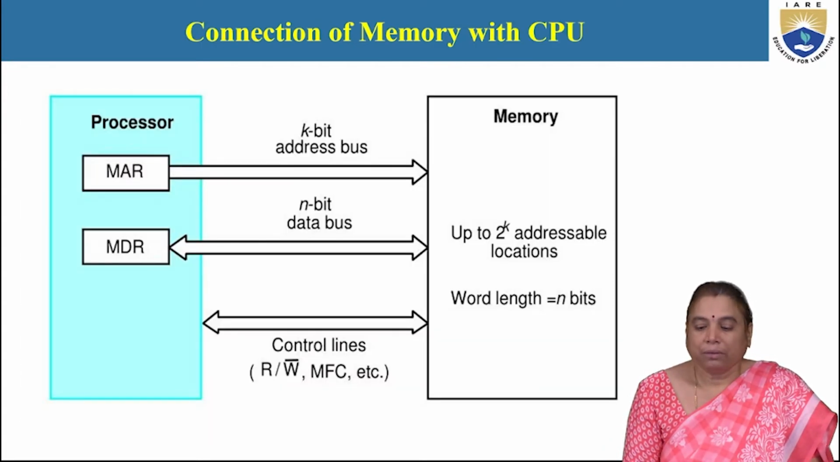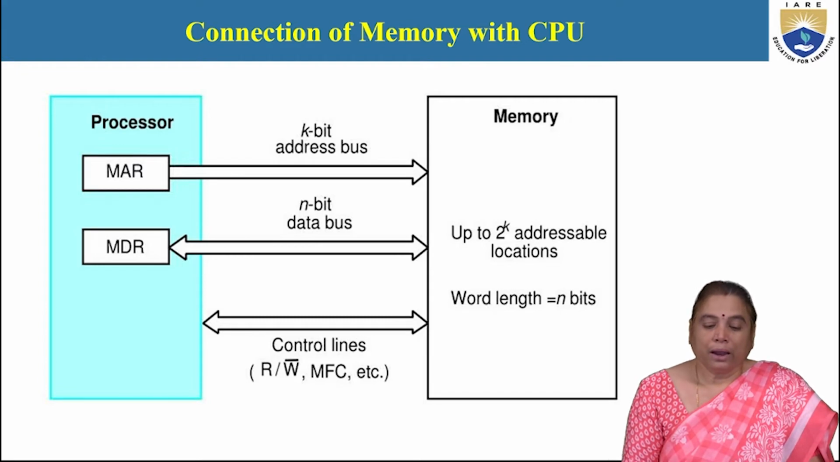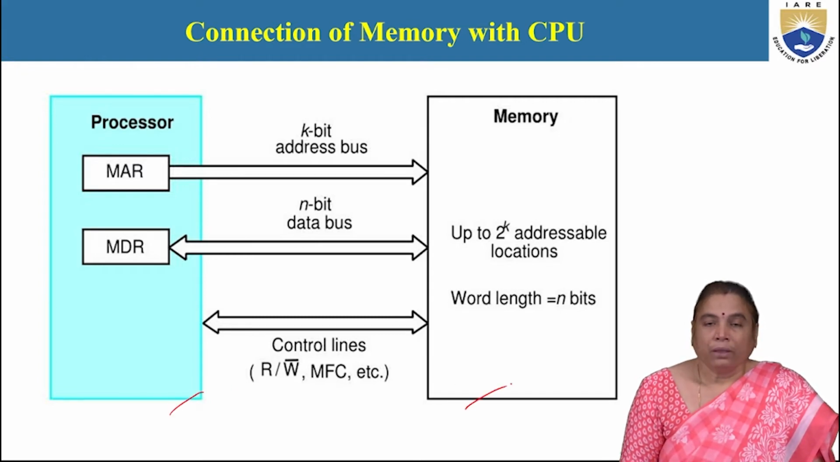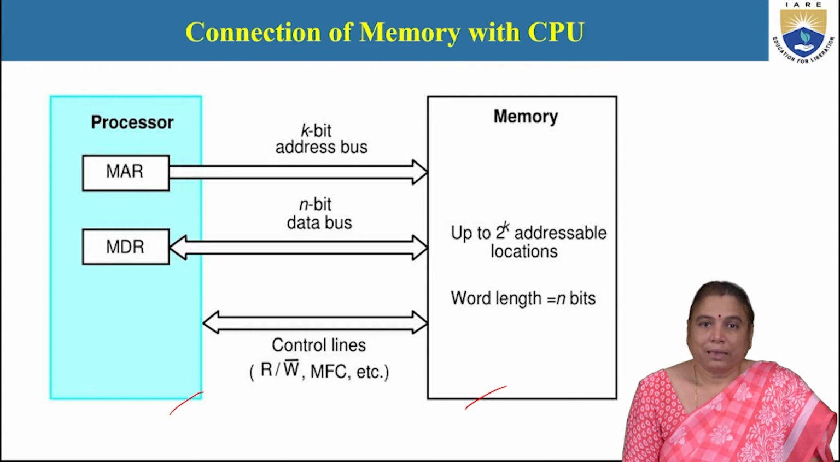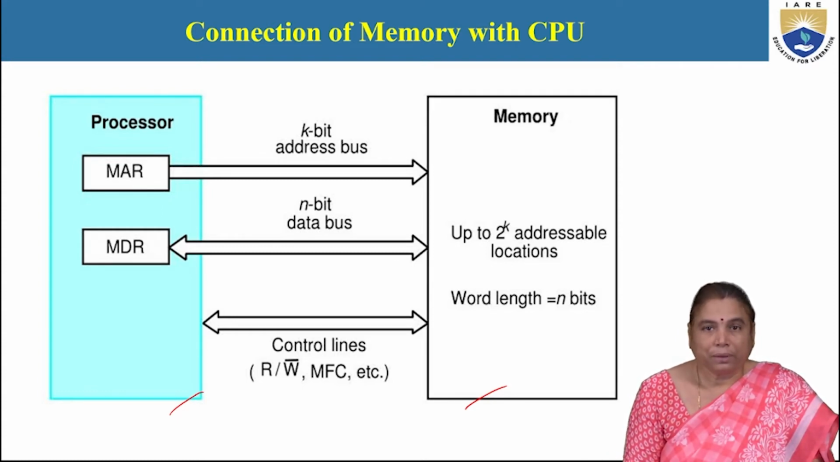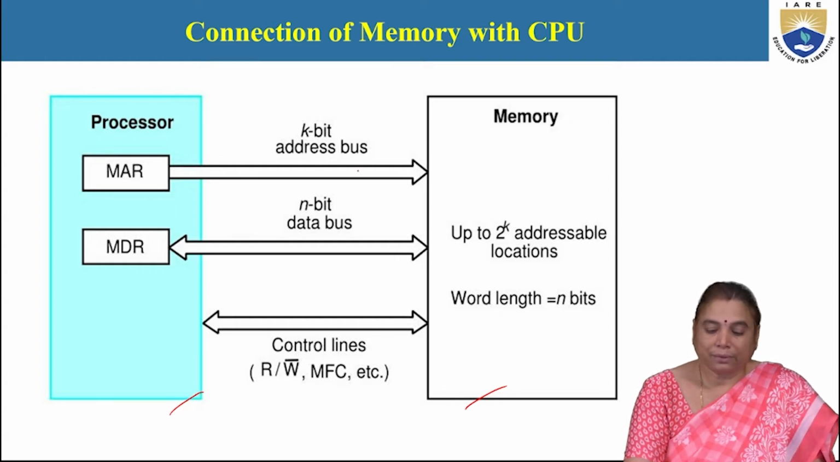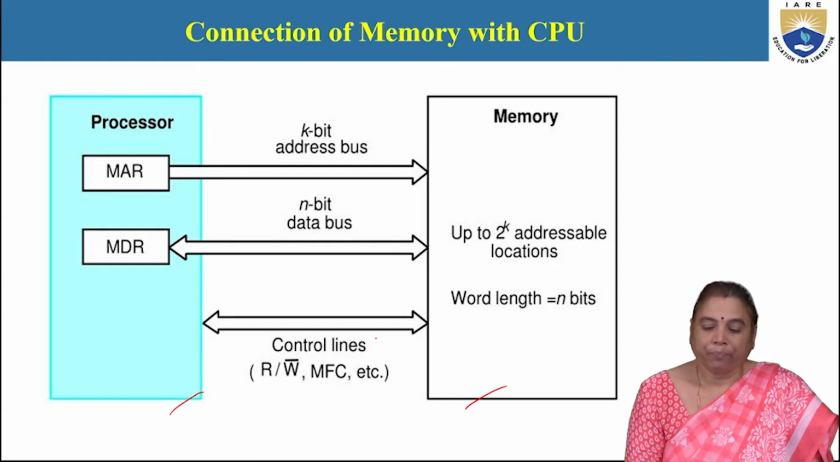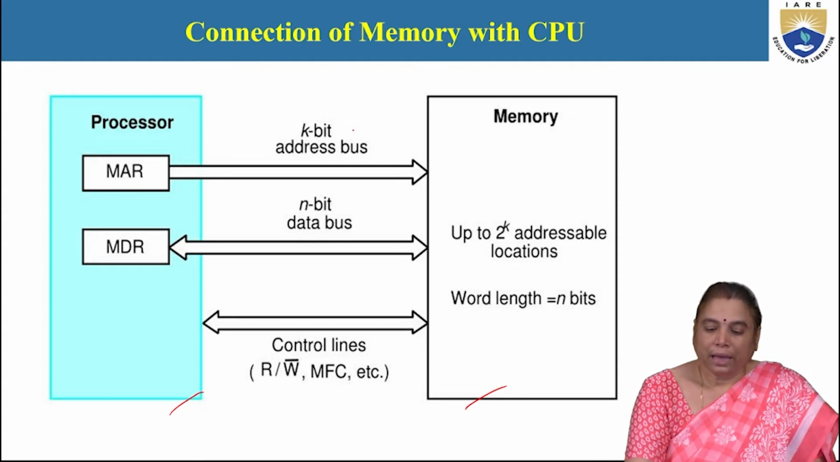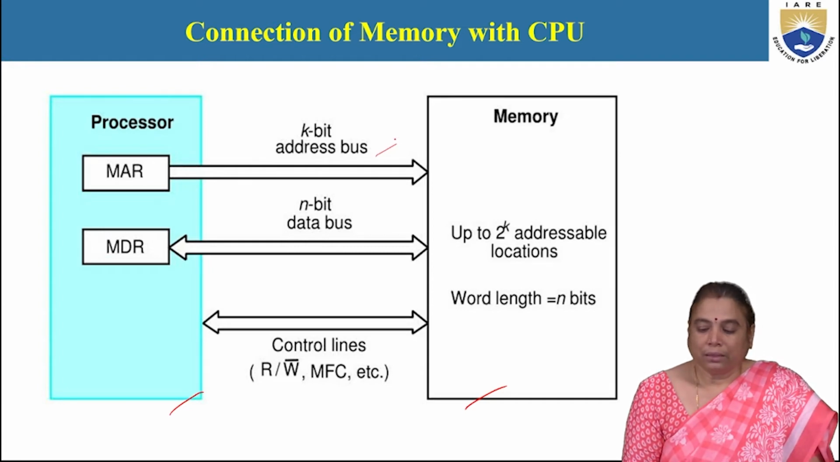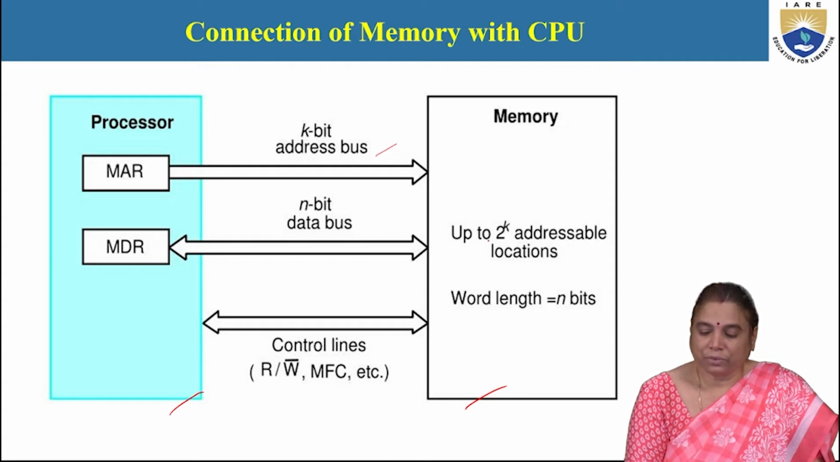Now, how can the memory unit be connected with the processor? Here this is the memory unit and this is the processor. These two devices can be connected with the system bus. The system bus is a combination of the address bus, data bus, and control bus. If there are k address lines present in the address bus, the memory locations that can be addressed, or the address space, is 2 power k.